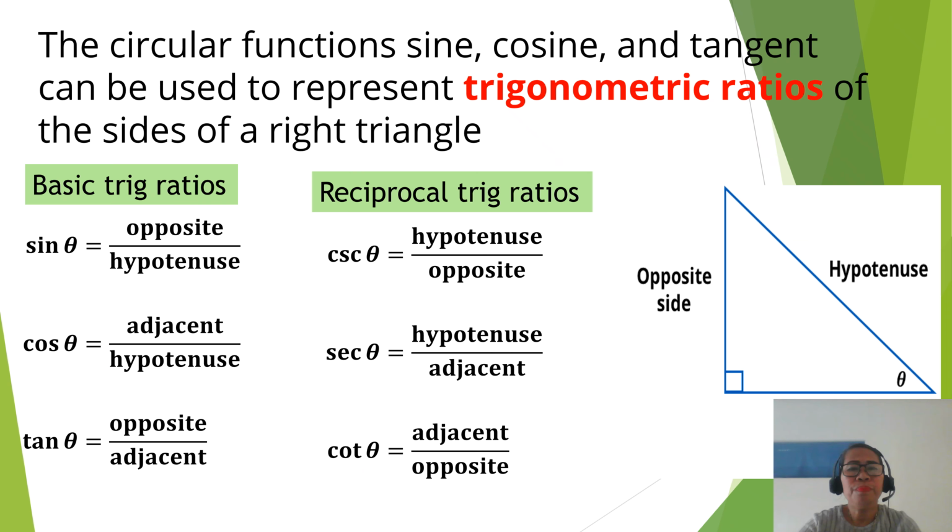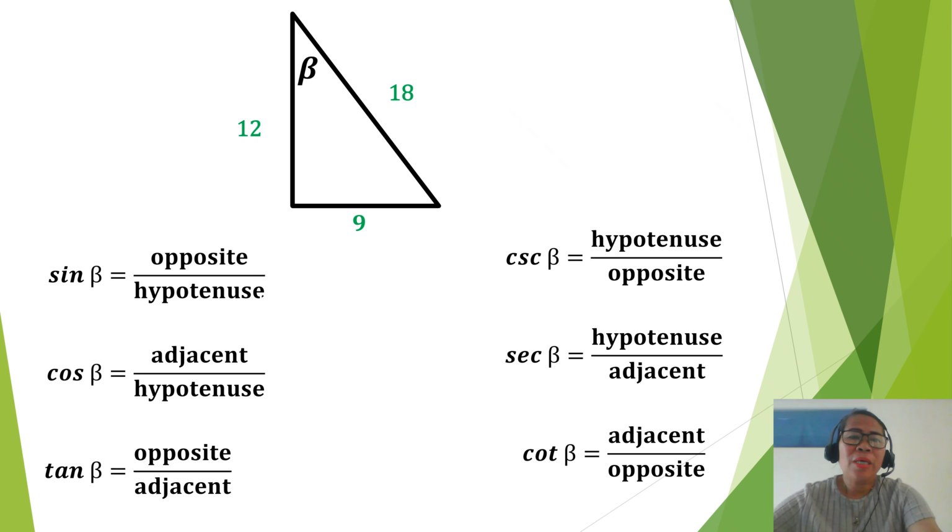So now we are going to recall the 6 trigonometric ratios. Let us have this example in applying the 6 trigonometric ratios. As you have seen, we have here a right triangle with the hypotenuse measuring 18, the 9 as the opposite of the angle beta, and the 12 adjacent to the angle beta.